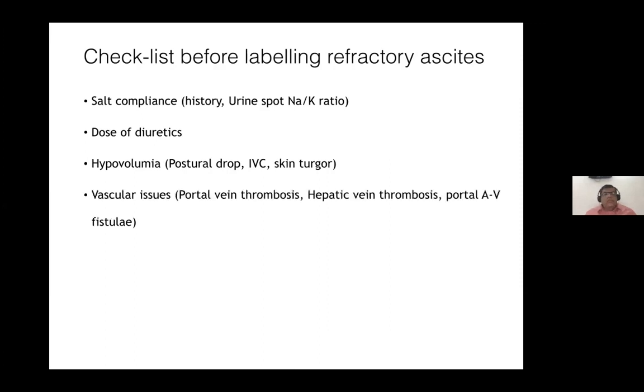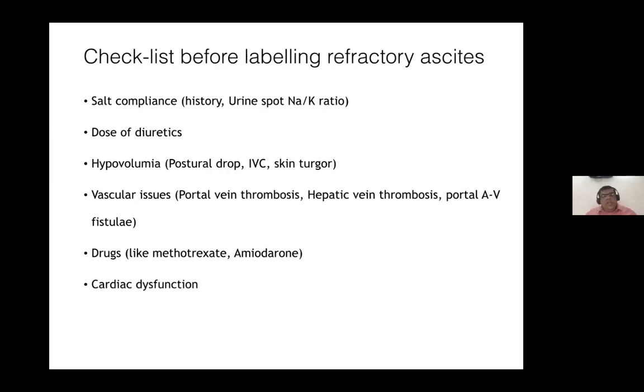Rule out vascular issues. So always do a Doppler, and if required, if the creatinine permits, then do a cross-sectional imaging to rule out portal vein thrombosis, hepatic vein thrombosis, or even portal arteriovascular fistulae. Take a history for drugs like NSAIDs. Very often patients don't even count NSAIDs as drugs. Also look for history of methotrexate, amiodarone. Ask them if they're taking alcohol. Very often they're taking small quantities of alcohol, and that is what makes the ascites refractory.